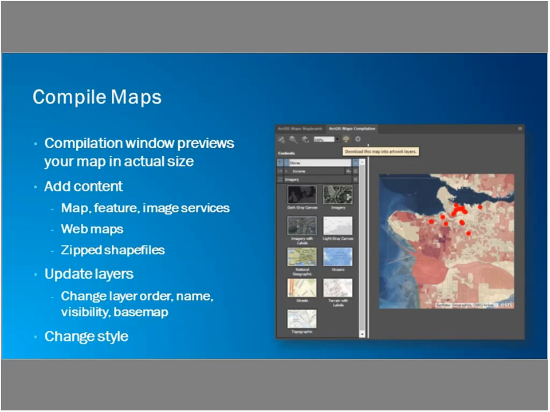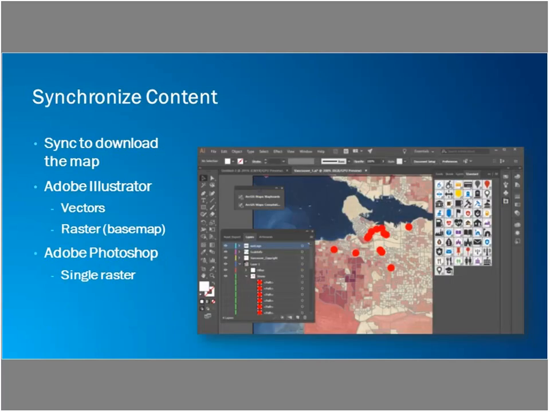There's also a Change Style button that will allow you to edit your symbology in the window. It gives you access to styling capabilities available in ArcGIS Online. So the compilation window allows you to review the content added and update the layer structure before you sync to Illustrator or Photoshop. And Mark will give us a demo in just a few minutes.